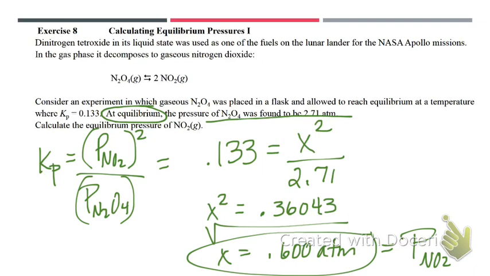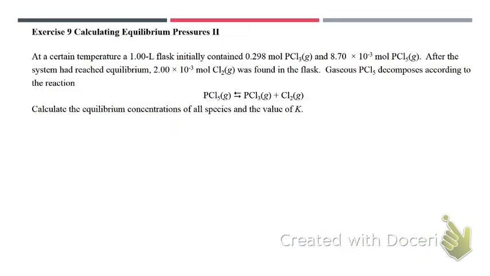Some literature will call it an ICE table instead of a RICE table. Guess what they left out? You still have to do the reaction. They just figured you're going to do the reaction anyway, so they call them ICE tables. Both things are the same thing. It just depends on who likes which way, ICE or RICE.